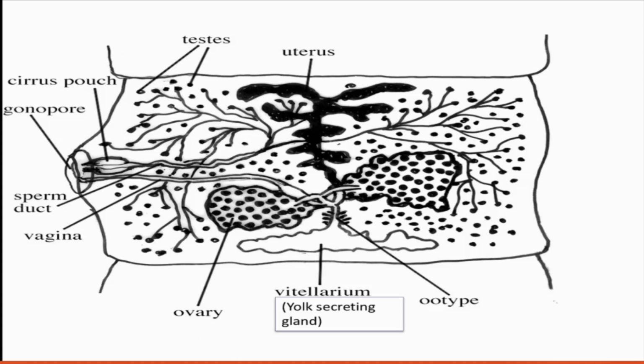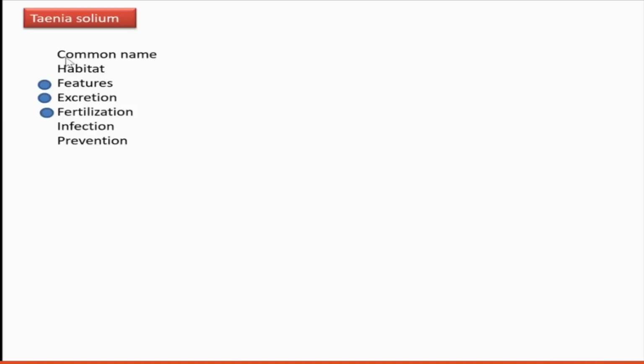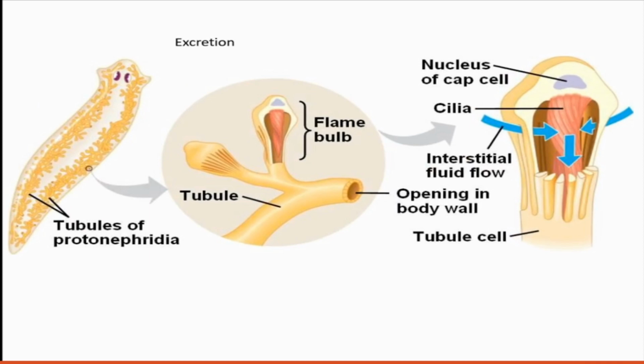Okay. Then we are going to see about its excretion. Excretion is happening with the help of flame cells. And these flame cells have four longitudinal collecting canals distributed throughout the body. The four longitudinal canals means two are dorsal and two are ventral. The two ventral canals meet together at the tip of the body and open by a pore, as an excretory pore.